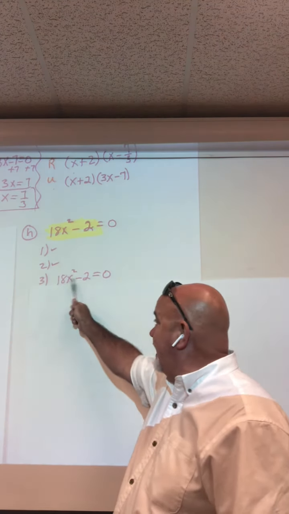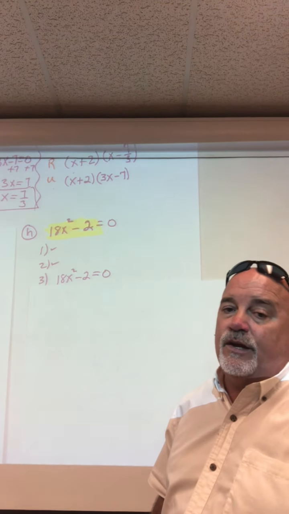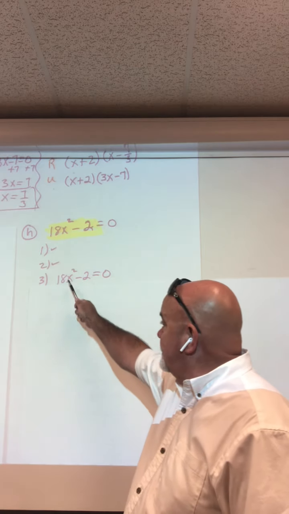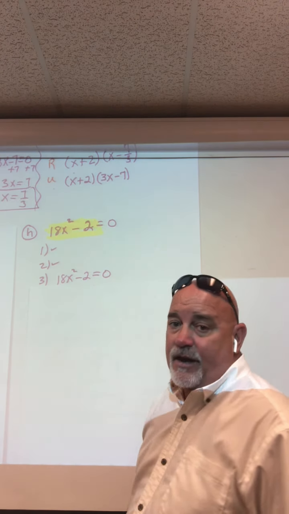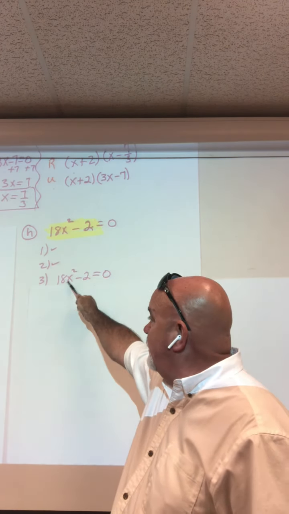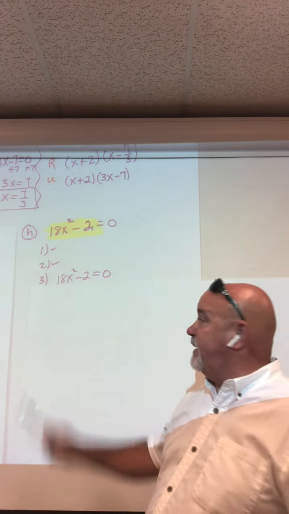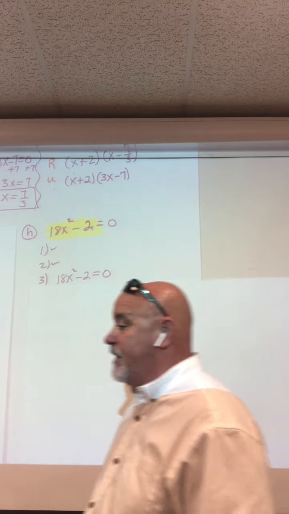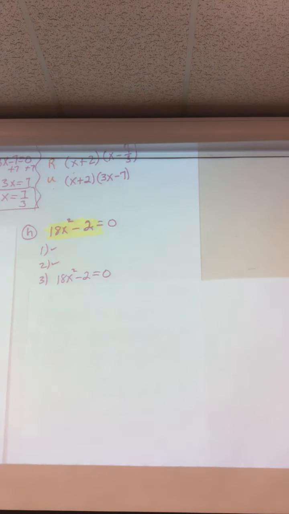All right, this is a binomial. What's the first thing we do with a binomial? You look for a GCF. Does this have a GCF? Yes, it does. 2 goes into both of these. Now, not 2x because this doesn't have an x with it. But your GCF is 2. If I take out a 2, I'm left with this.